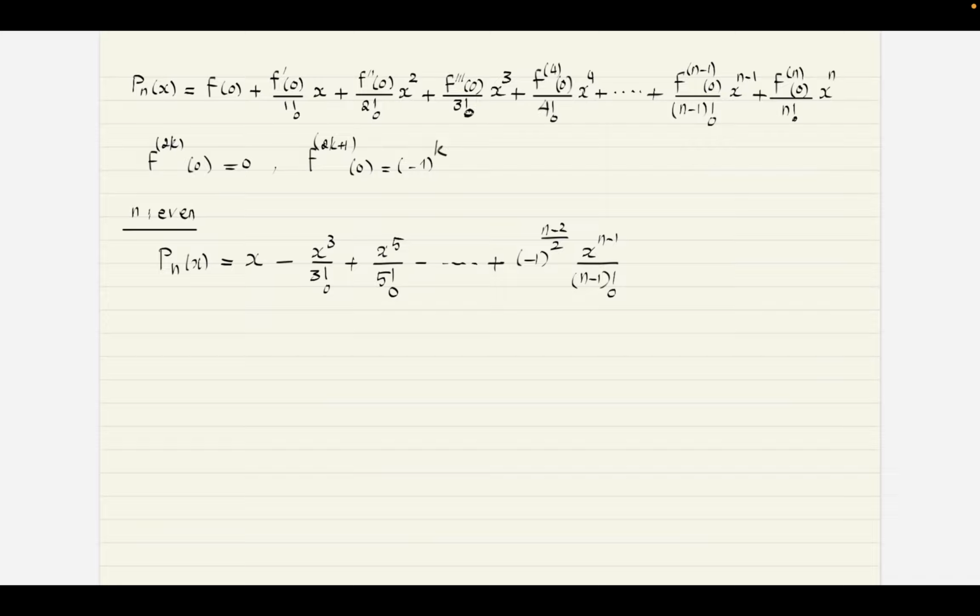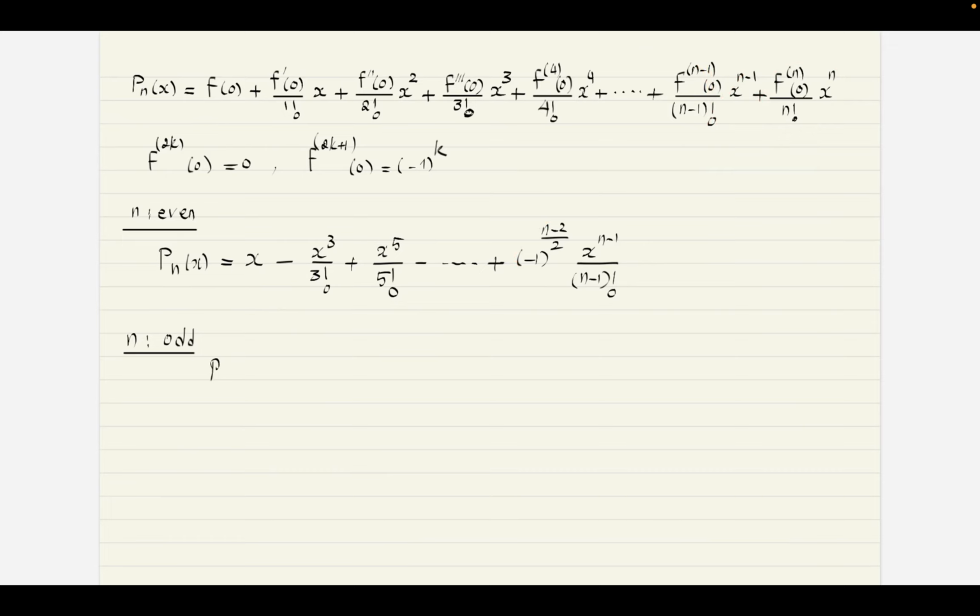Now we consider the case that n is odd. So what happens in this case? If n is odd, nothing changes except that this time, because n is odd, n minus 1 will be even, and this will vanish, but this will survive. So I don't need to recalculate anything again, so I have to consider the last term.